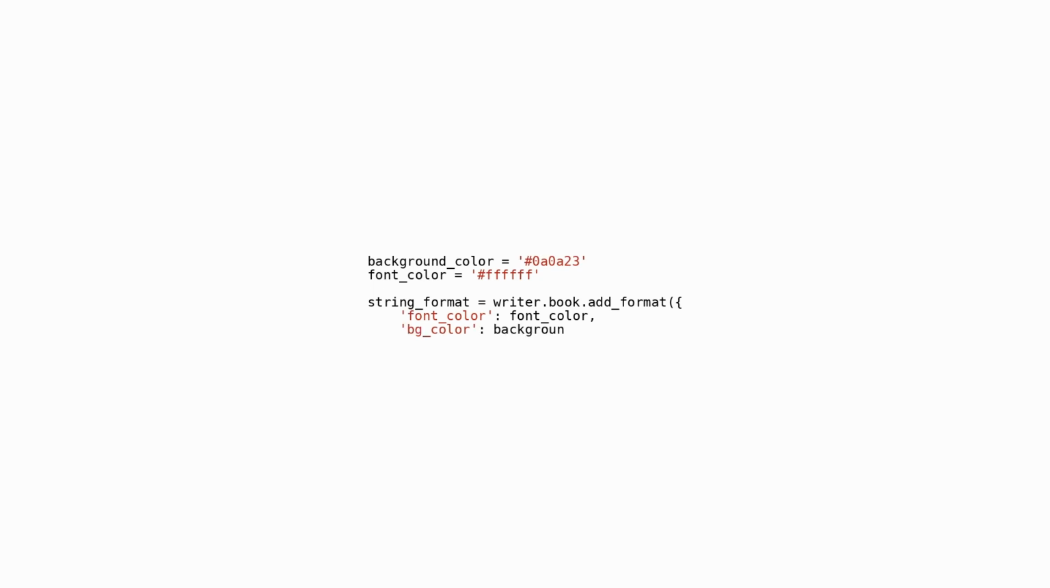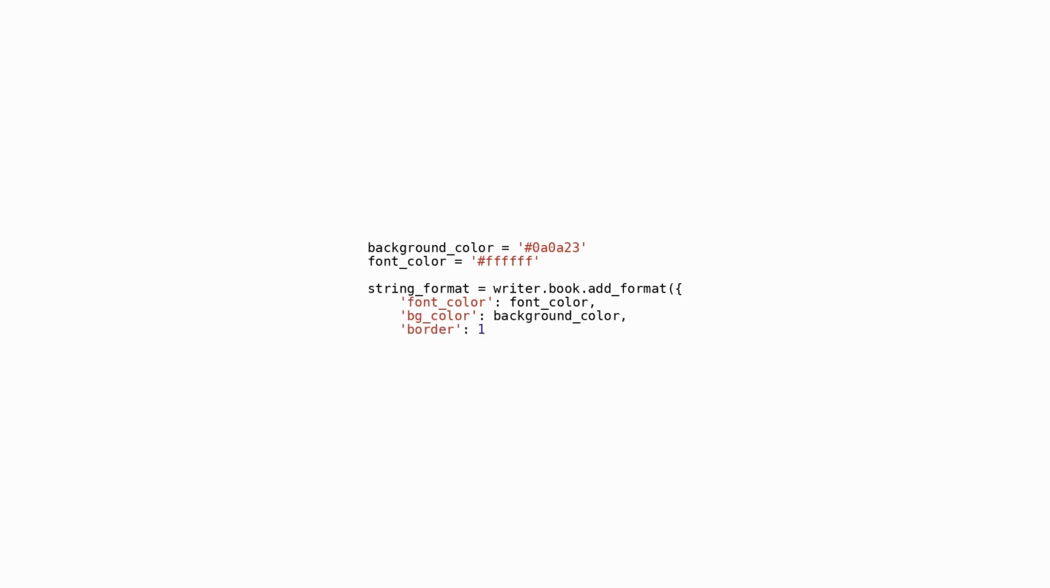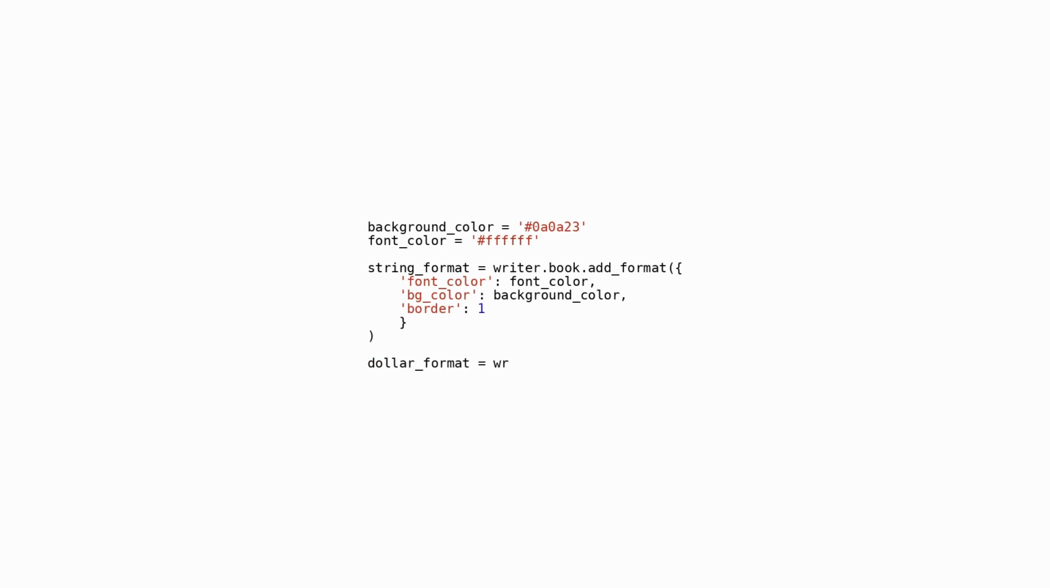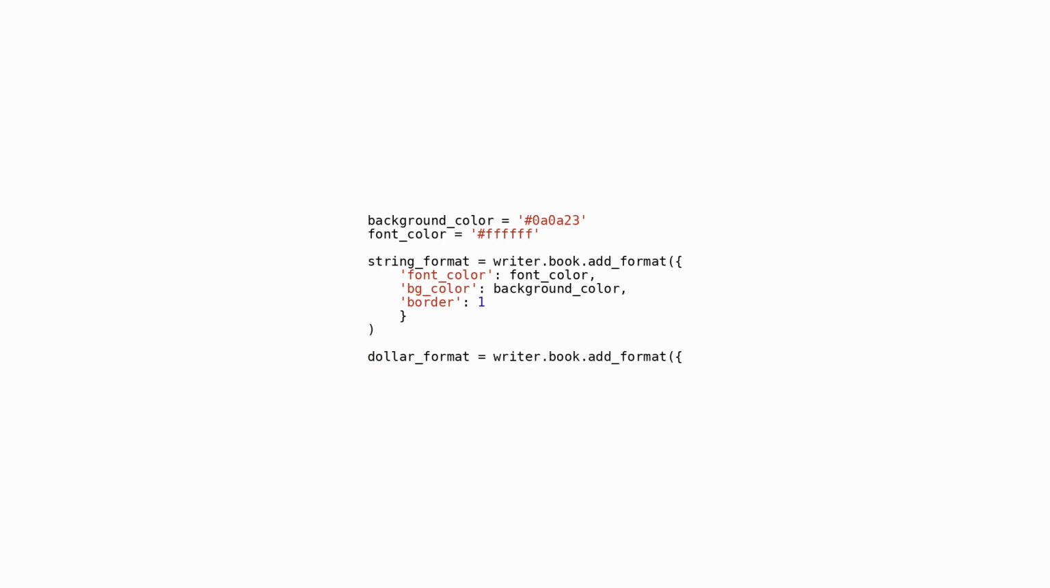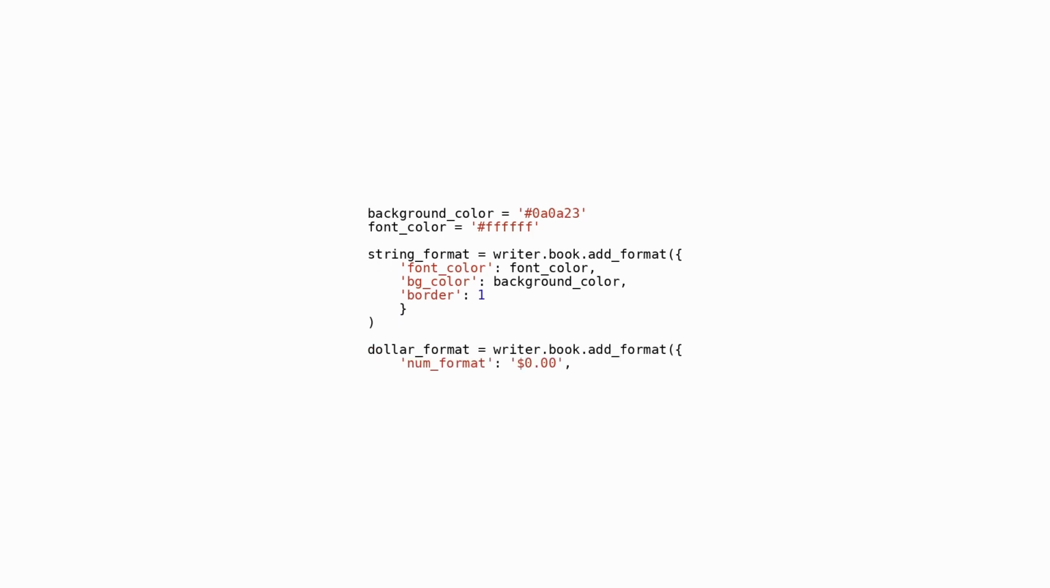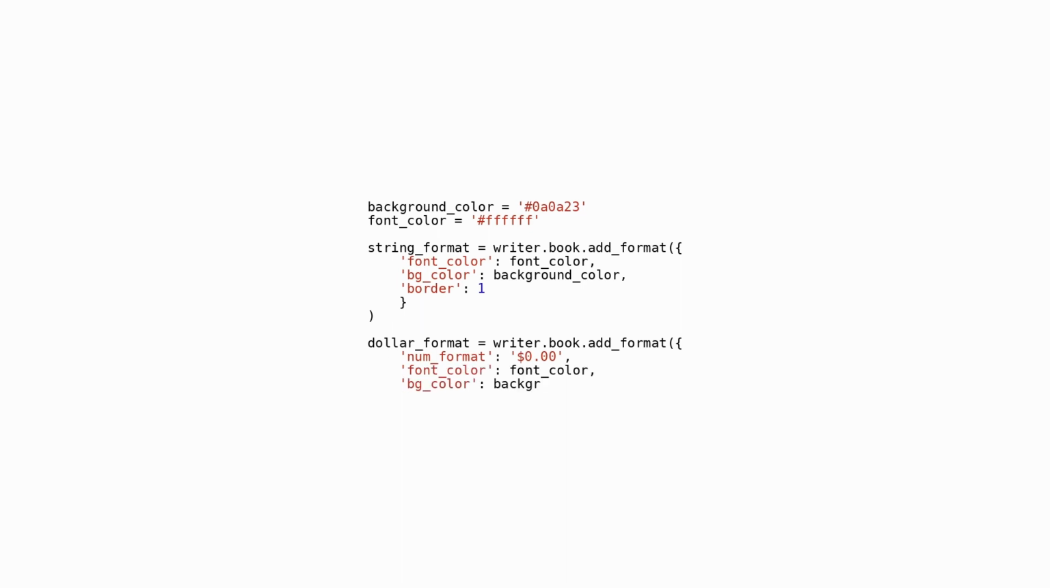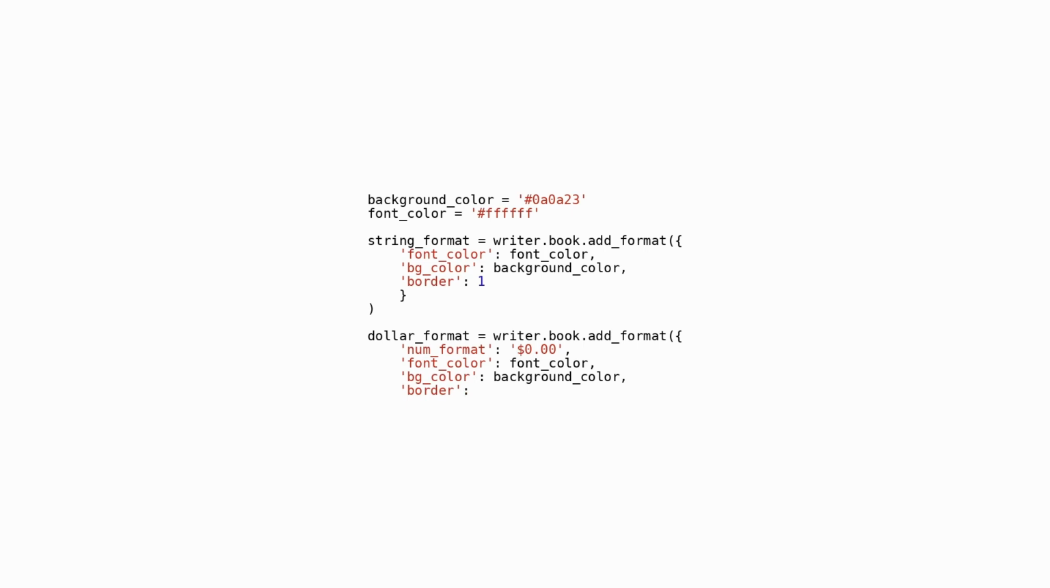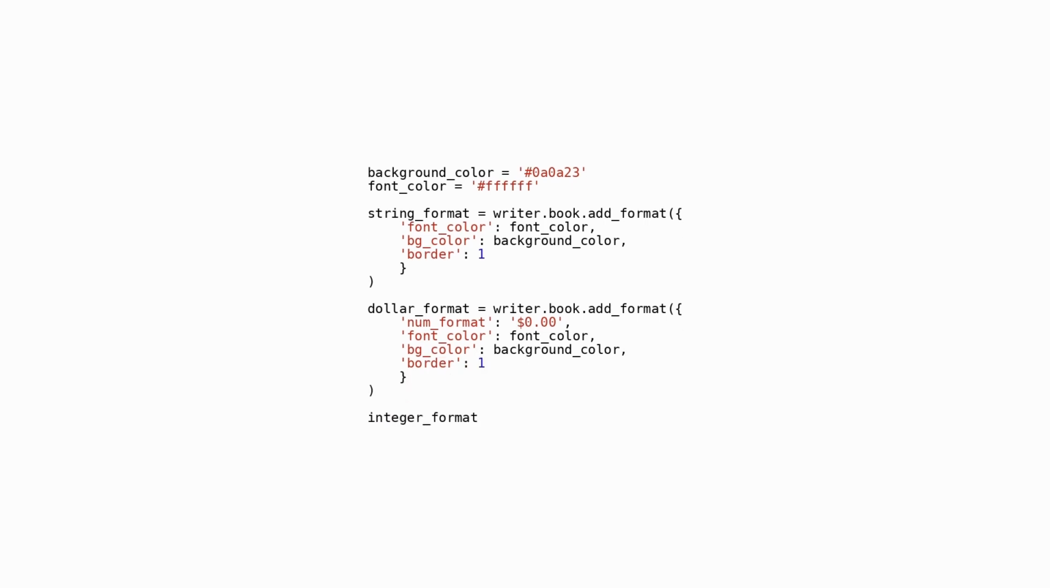The following code provides 3 distinct cell formats for Excel file data input, each specifying font color, background color, and border style. 1. String format utilized for standard text or strings. This format features white font color on a dark blue background with a border. 2. Dollar format tailored for currency values. This format showcases numbers with a dollar sign and 2 decimal places, in addition to white font color on a dark blue background and a border.